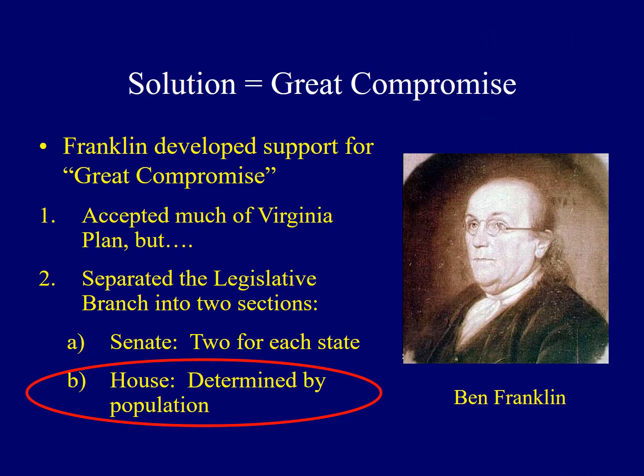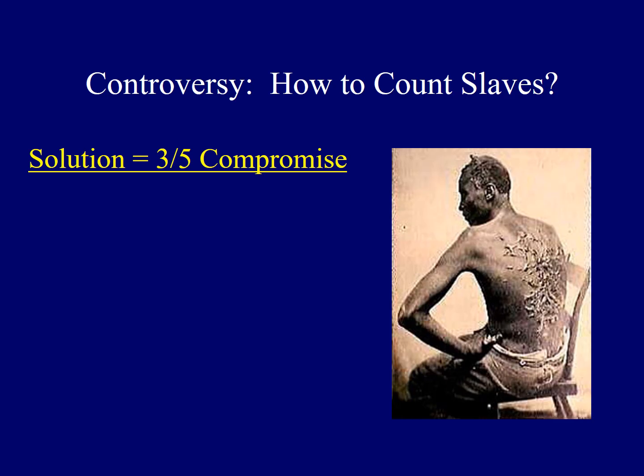How to count slaves was important because it determined the number of members of the House of Representatives for each state. That's why this was so controversial. Rather than this being a disagreement between the big and the small states, instead, this issue of slavery divided northern and southern states. Once again, the future of the country and the future of the convention was threatened. The issue of slavery, too, was resolved by compromise.